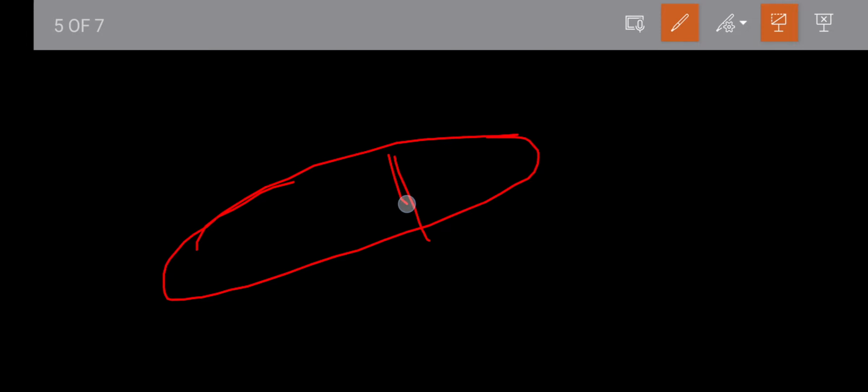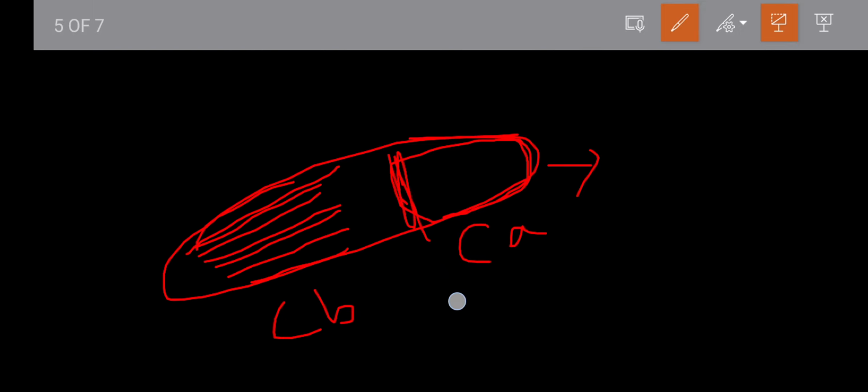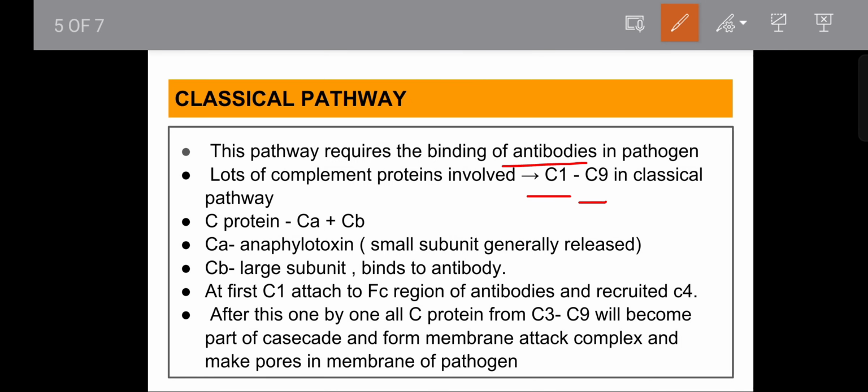Complement proteins are made up of two subunits, Ca and Cb. Generally Ca is the smaller subunit and is part of the anaphylotoxin. Cb is the larger subunit, and this subunit binds to the pathogen and complements the immune system. So the Ca part is generally degraded, and the Cb part is generally bound to the pathogen. Here it is mentioned that Ca are anaphylotoxins and are generally released or degraded, and Cb is the large subunit and binds to the antibody.